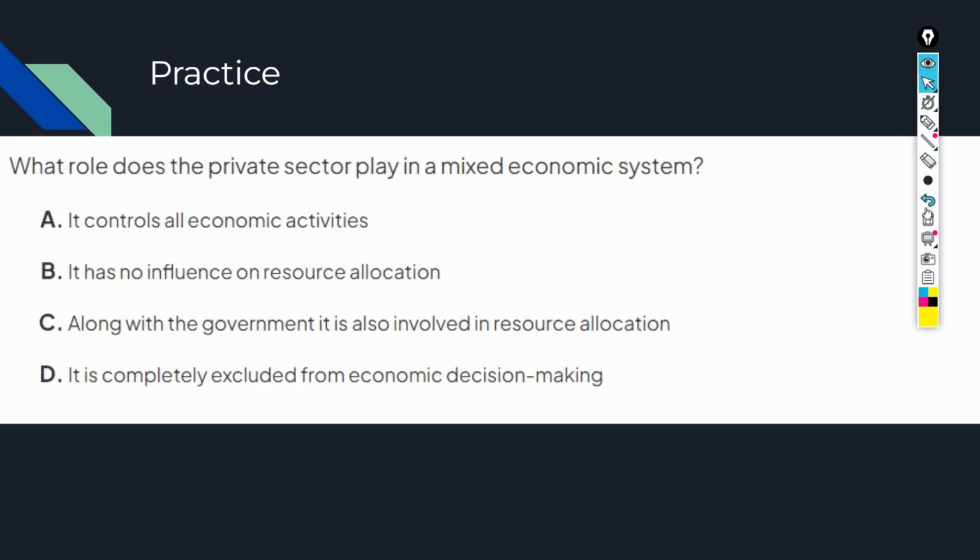Next, we're going to be looking at what role the private sector plays in a mixed economic system. So obviously it doesn't control all economic activities, as that's the government and private sector. And again, both the government and private sector have access to influence on resource allocation. Private sector will be option C, since again they're contributing together, they're working together in resource allocation. And again, option D is a fully private sector, which will be a market economy. So option C is the correct answer.